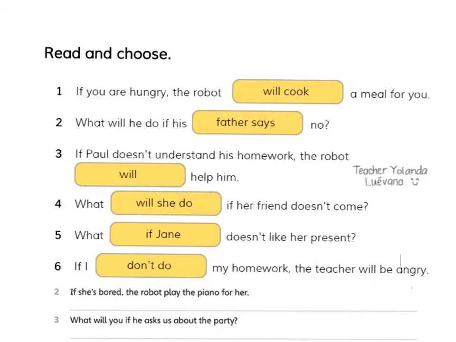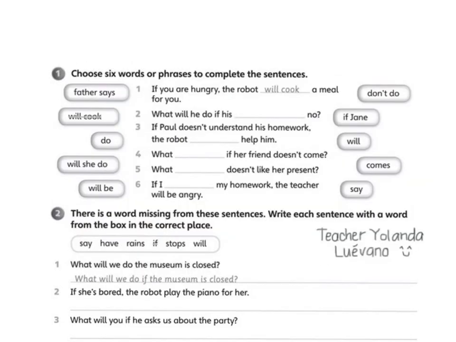Remember that first conditional is used for likely to happen or very probable consequences. Remember that the cause is always in present, while the consequence is always with future will. Now let's move to the second part.